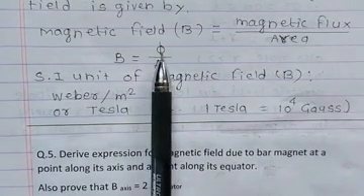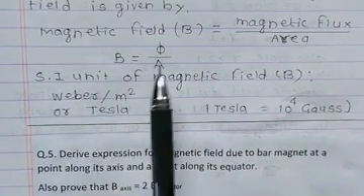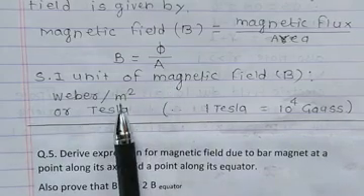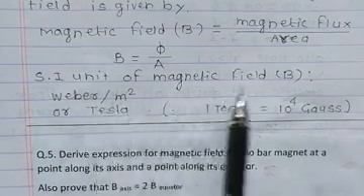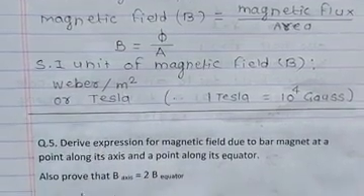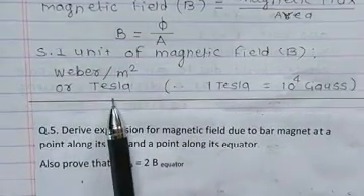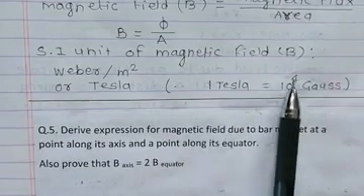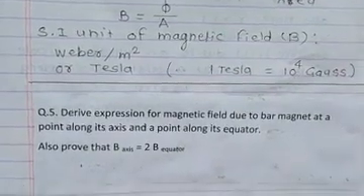Now the SI unit of magnetic field B is Weber per meter square. Unit of magnetic flux is Weber. Unit of area is meter square. So the unit of magnetic field B is Weber per meter square, which is also called Tesla. 1 Tesla is equal to 10⁴ Gauss.